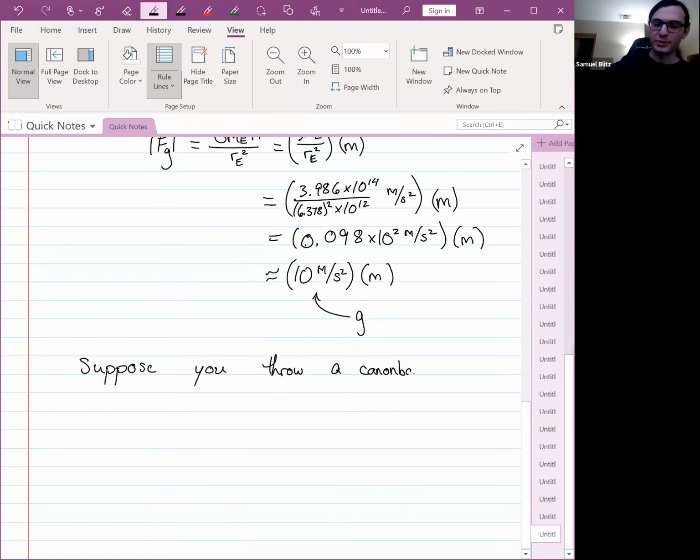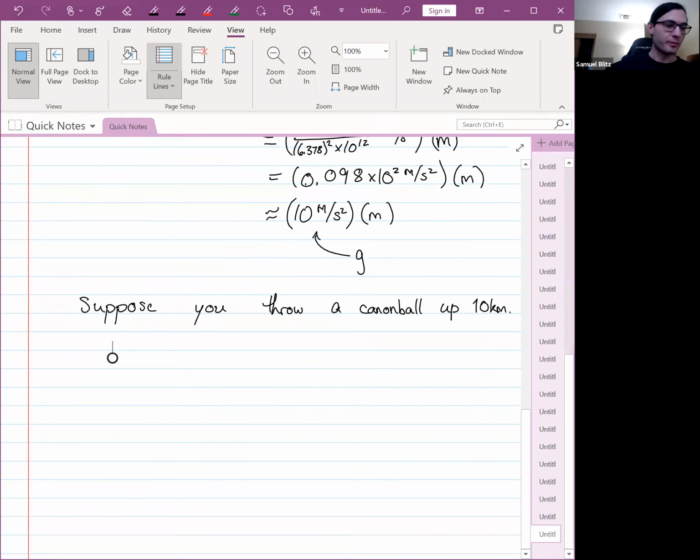10 kilometers is about the cruising altitude of a Boeing 747. So that's about as high as most objects that aren't in space are going to go, right? Most objects that we would call on Earth are. So let's see what the gravitational acceleration would be then.